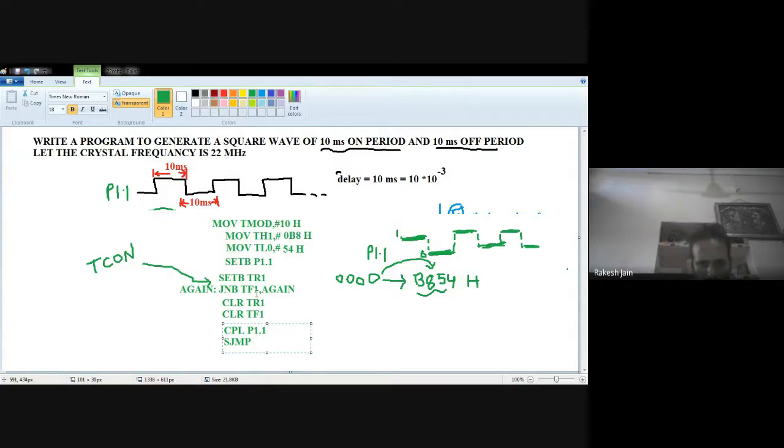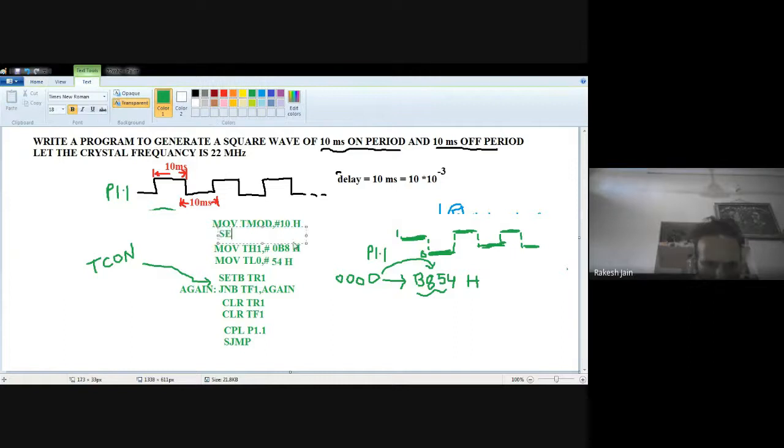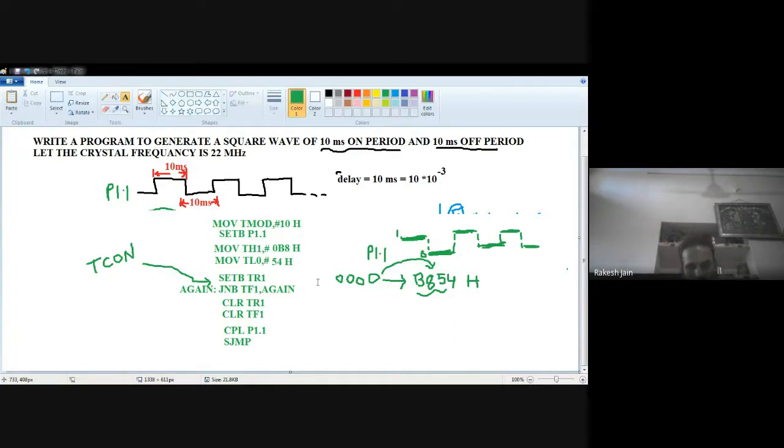No. First we have to write SETB at the upper side. Okay, SETB P1.1. It should be here. We have to write SETB here first, to set that value. A minor change is there. SETB. Okay. Now first we put 1, then the 10 millisecond time is achieved, then complement. So we find 0.